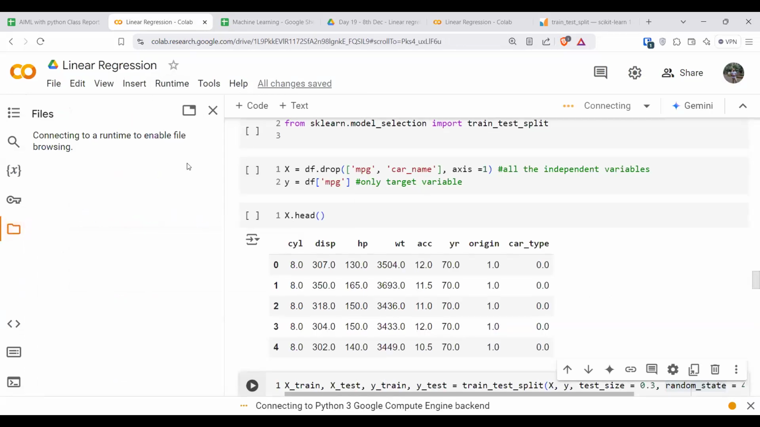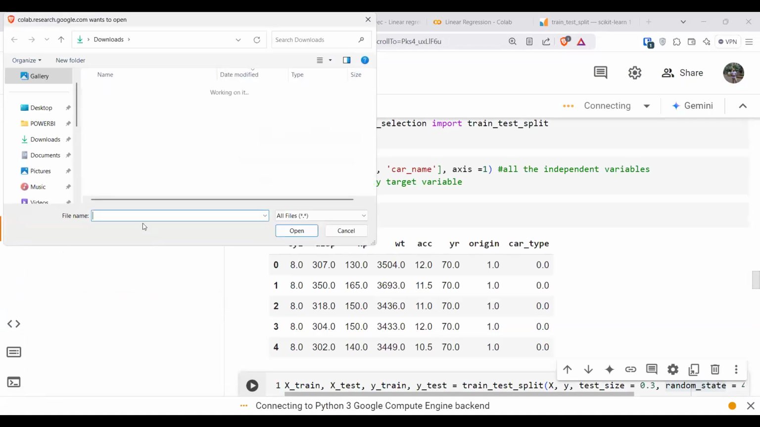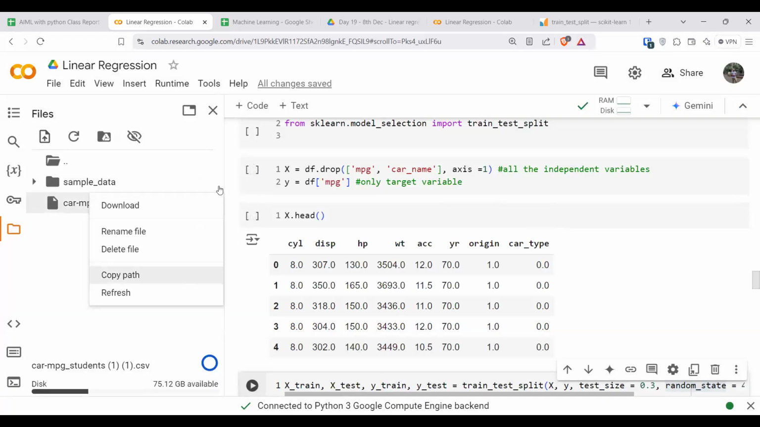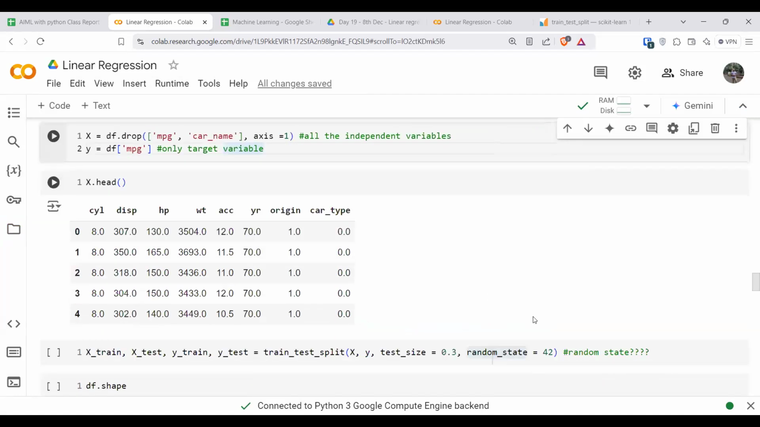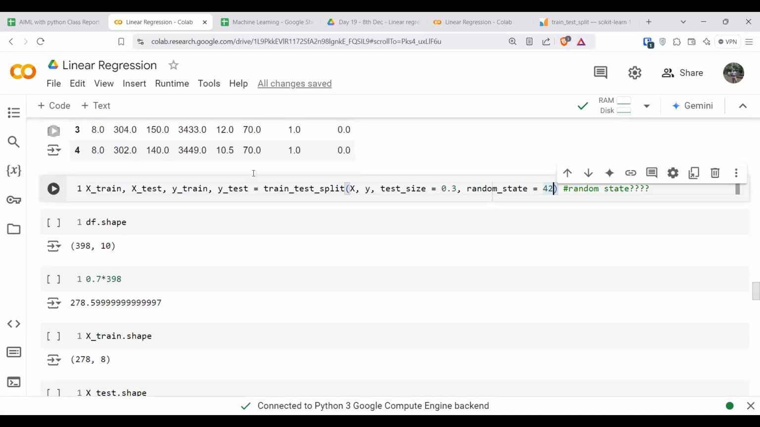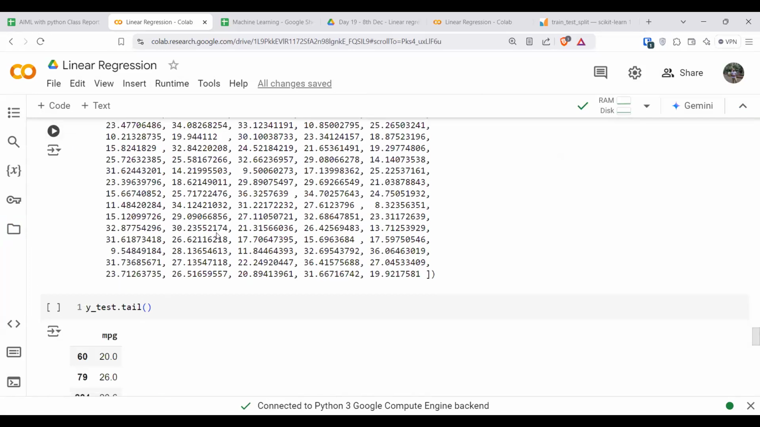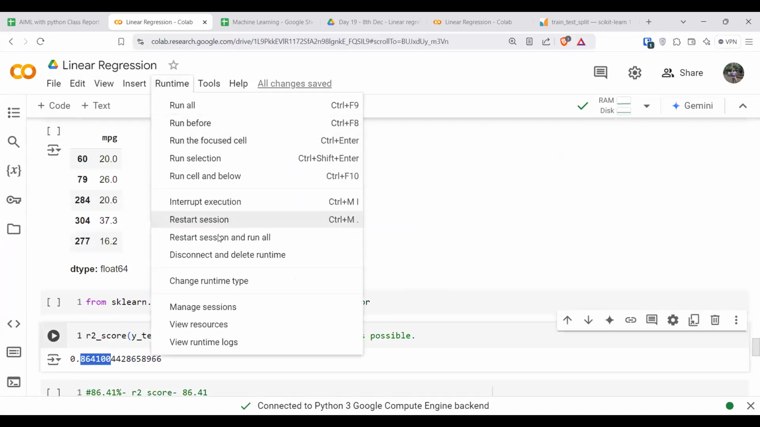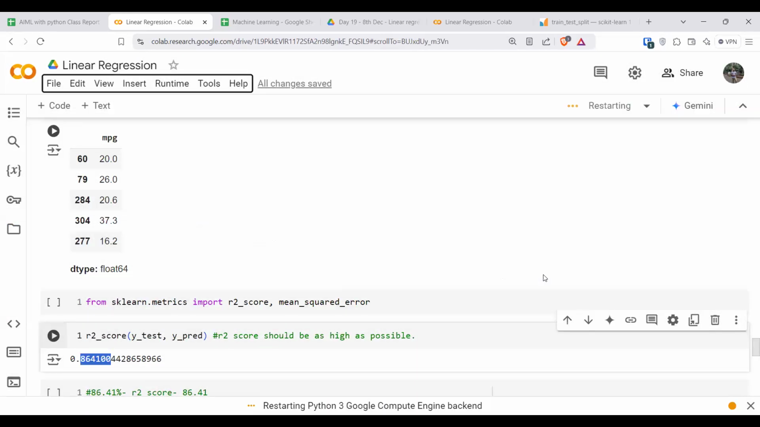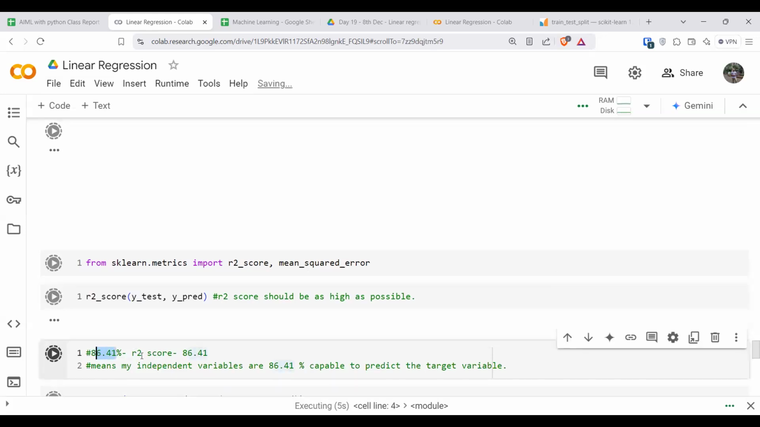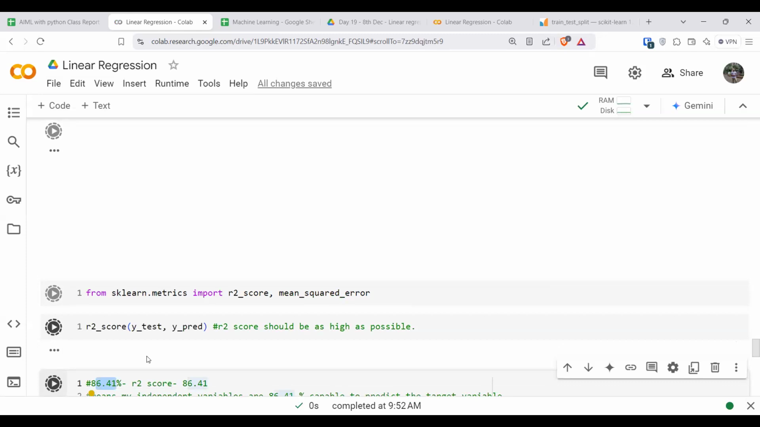Now see what happens if I don't give the random state. We'll quickly load the data, and I'll not provide the random state. See here, after providing random state equal to 42, the combination is locked. Your accuracy for the specific model, or the R2 score, is 0.8641. As the combination is locked, it will not change. Even if I restart and run all the cells, my R2 score will not change. It will be 86.41 for all the iterations.